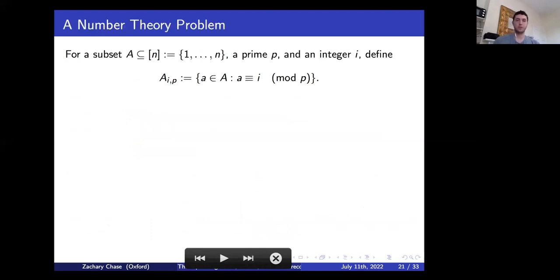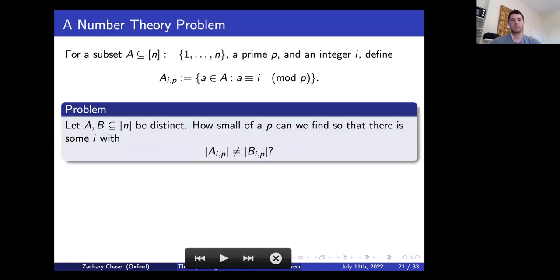Okay, so let's partially switch gears for a second and talk about the following number theory problem, and then we'll quickly relate it to the three problems we've been talking about. So here's a very natural number theory problem. Just quickly, some notation: for a subset A of 1 through n, a prime p and an integer i, define A_{i,p} to be the things in A that are congruent to i mod p. So A_{i,p} is the stuff in A congruent to i mod p.